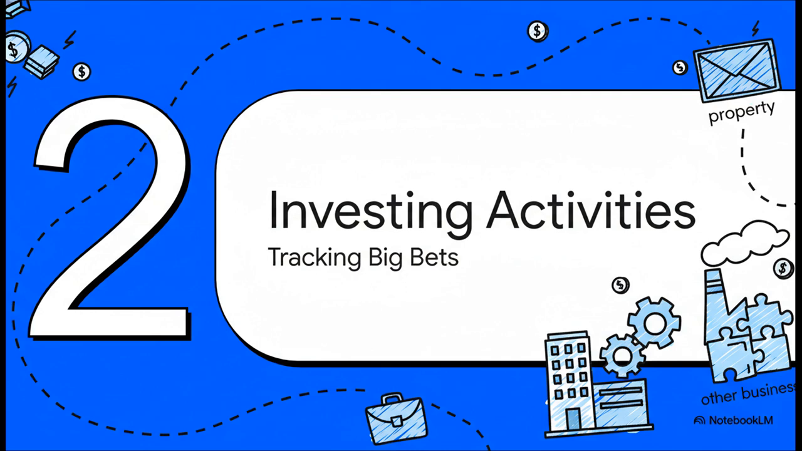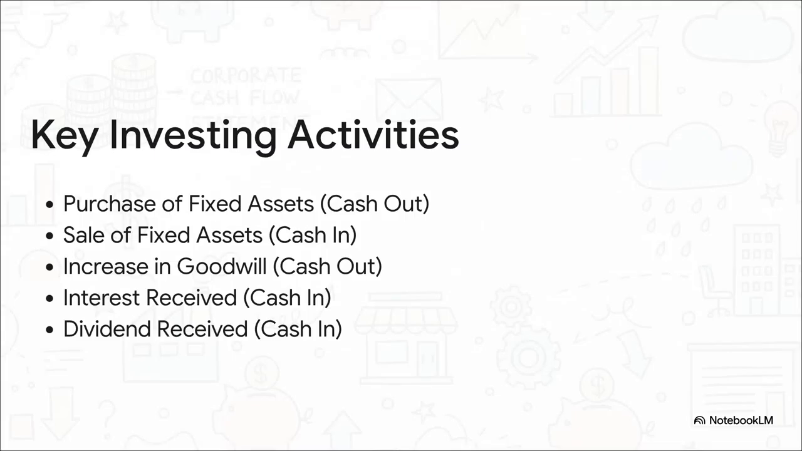Now, the good news is this section is way more straightforward. It's just tracking the cash a company spent buying or earned from selling its big long-term assets. We're talking things like property, equipment, or even buying other companies. So, buying a new factory, that's a cash outflow. Selling off some old machinery, that's a cash inflow. Simple as that. And hey, remember that interest and dividends received we took out of the last section? Well, here's where they find their home.